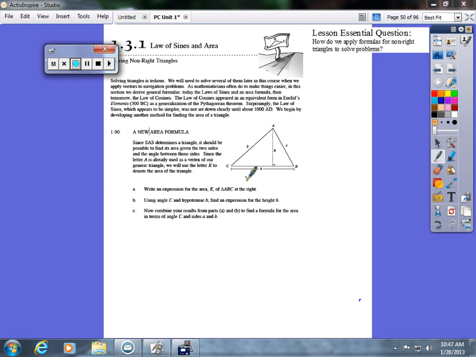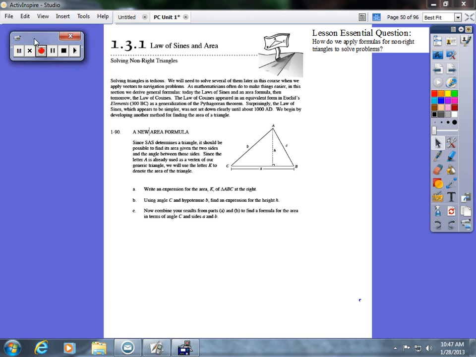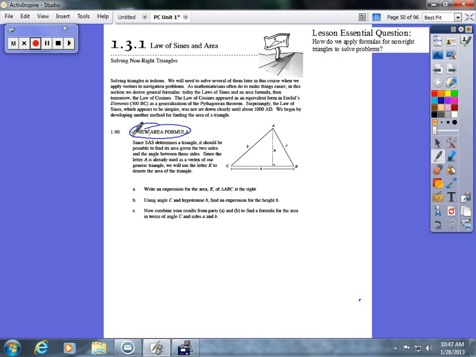Lesson 1.3.1, how do we apply formulas for non-right triangles to solve problems? Is a lesson essential question. You all remember some of these formulas from geometry. We have law of sines, law of cosines, and today we have a new area formula.